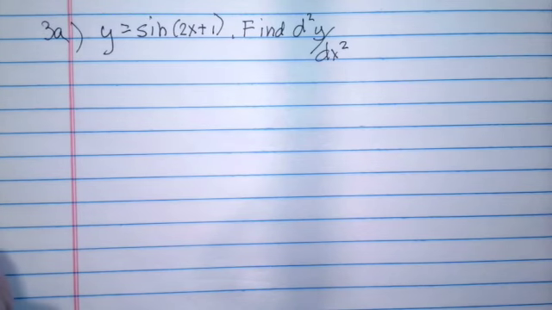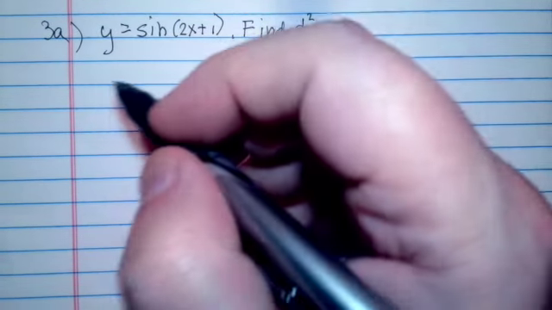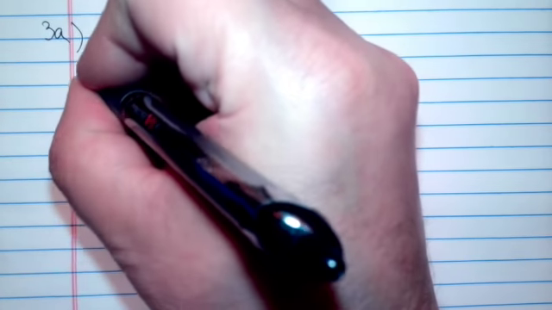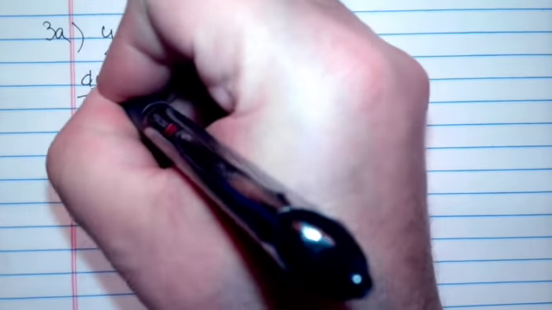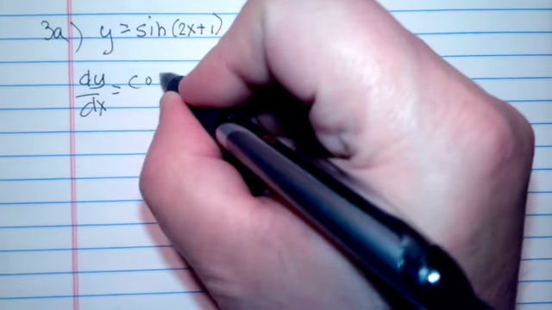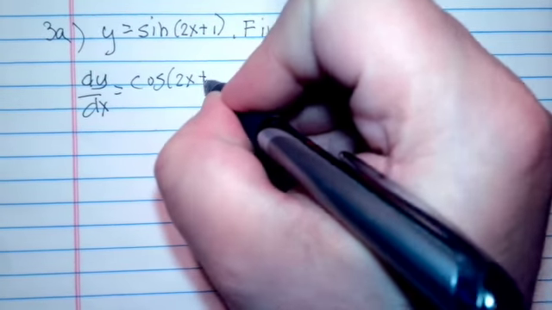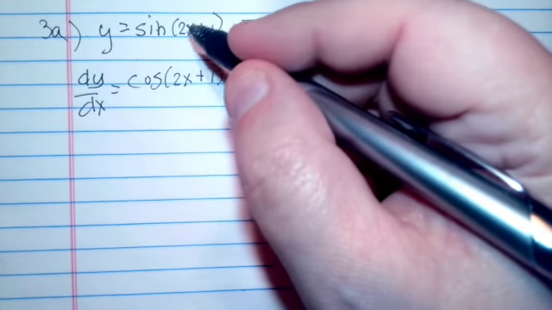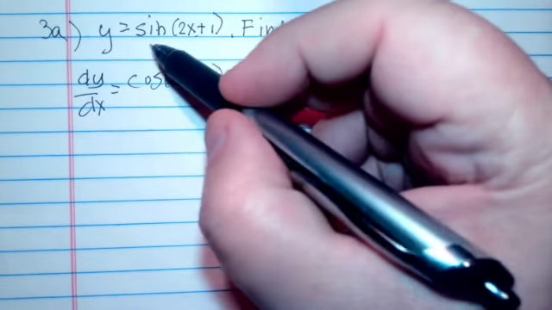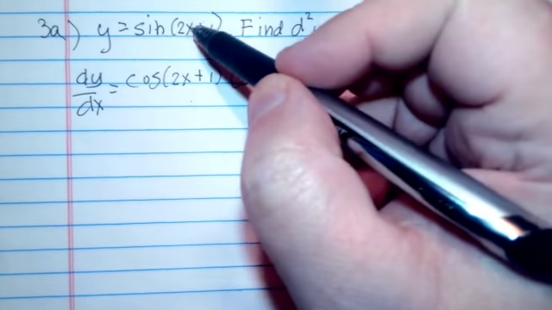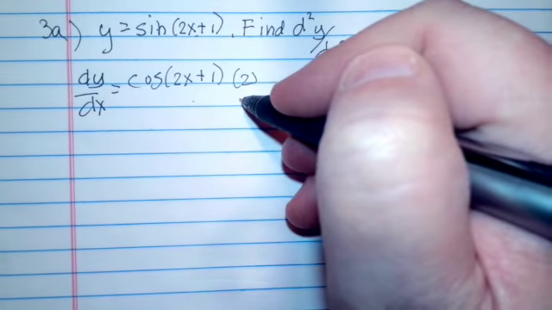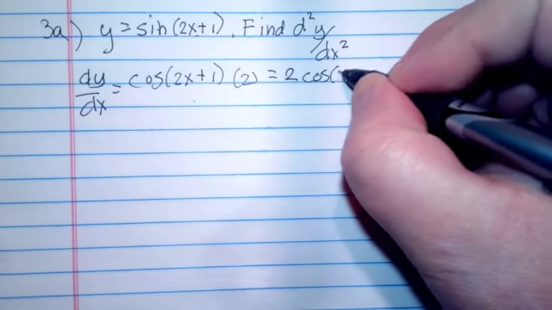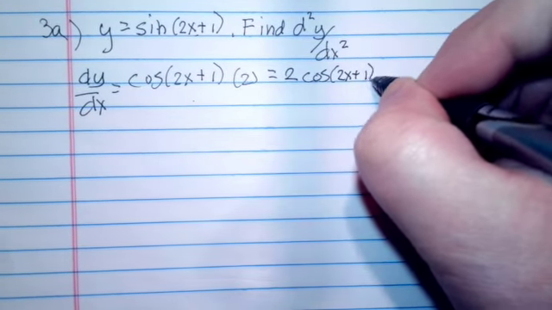In 3a, we are asked to find the second derivative of y with respect to x. So we will differentiate once. That would be cosine of 2x plus 1 times 2. We have a function within a function, so we need to use the chain rule. The derivative of the outside function is the cosine. The derivative of the inside function is 2. And so I'm just going to rewrite that as 2 cosine of 2x plus 1.